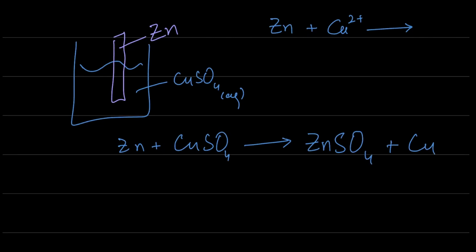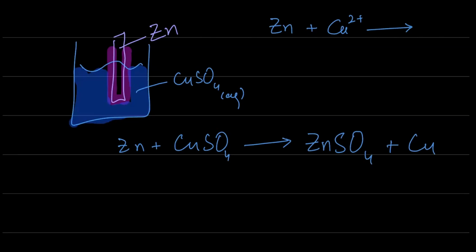Displacement will happen. So we will see copper, a pink solid, formed here, and this zinc will dissolve. I have copper in the solution before the reaction happens, but afterwards I don't have copper in the solution. So the blue color of this copper ion that was over here, this was completely blue, this blue color will now fade away. And eventually I'll get zinc sulfate solution, which is colorless.